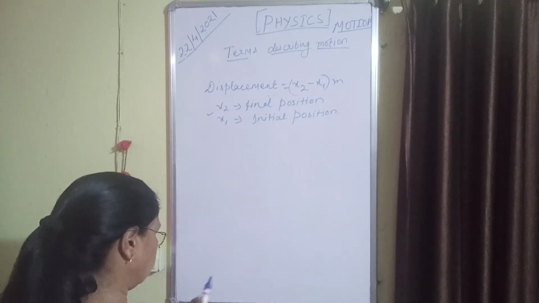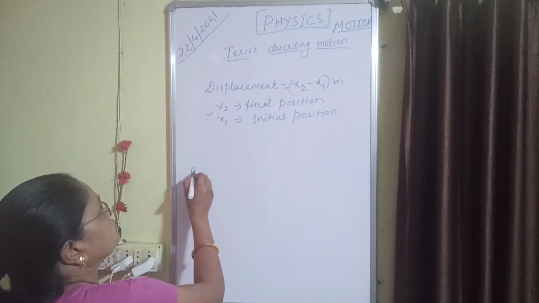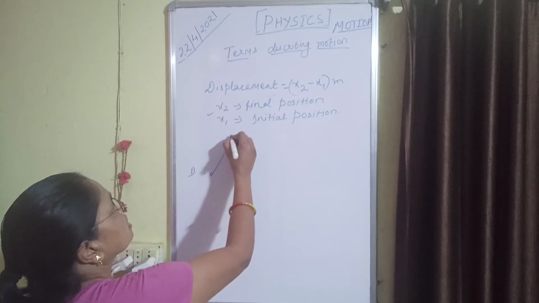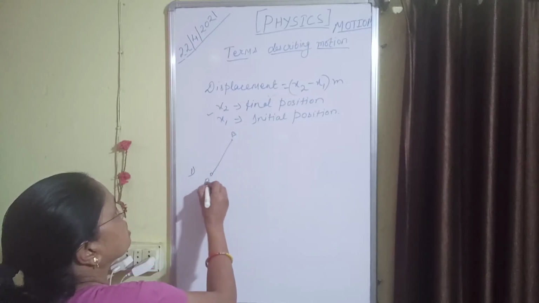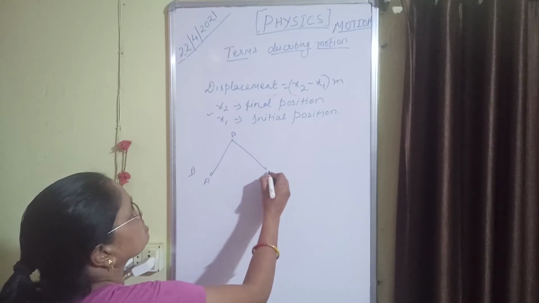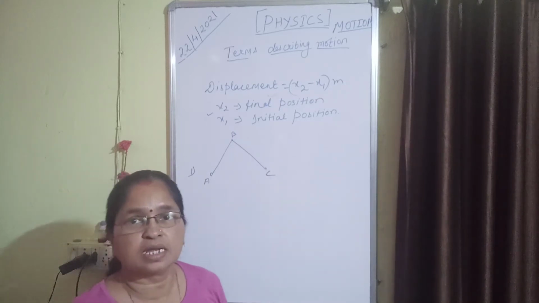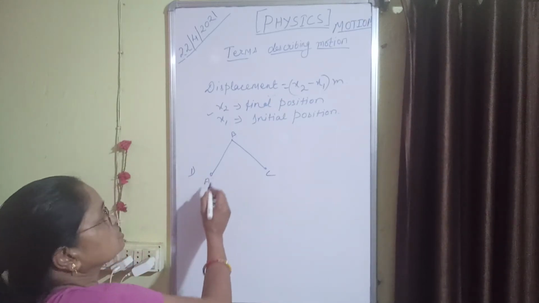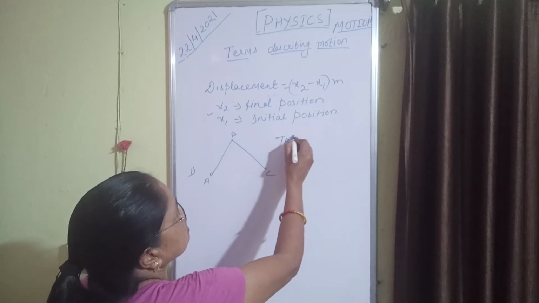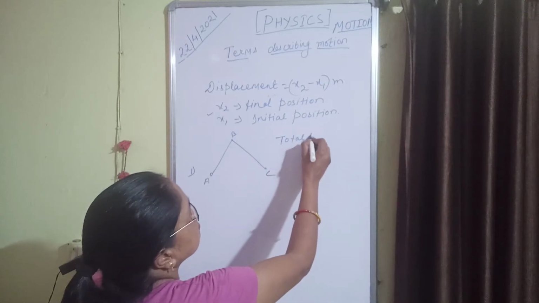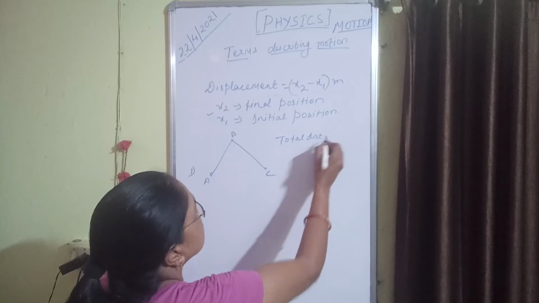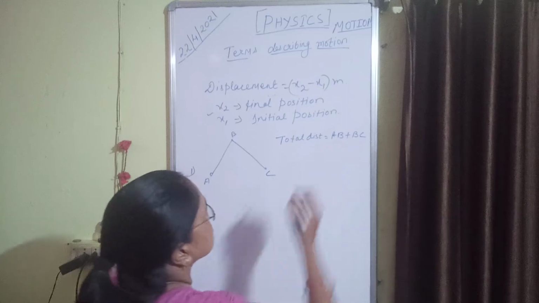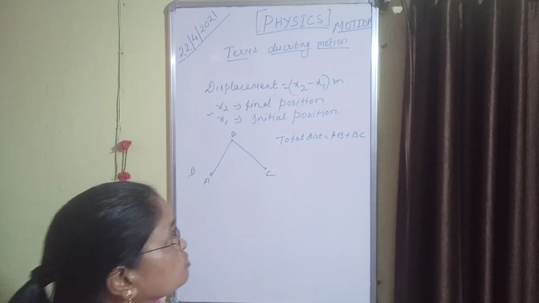object. So you see here, if I simply take one figure, an object moving from A goes to position B and then again comes to position C. How will we calculate the distance and how will we calculate the displacement? For this first case, what will be the total distance? Total distance is equal to AB plus BC. What will be the total displacement?